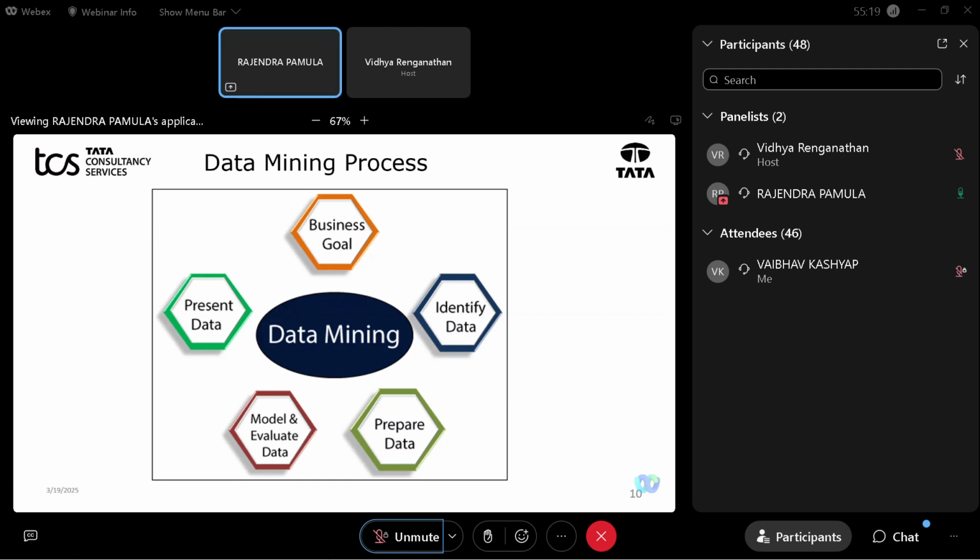So what we see here is, what is the order? Can you type, anyone? Which color is the first one? Second one is which color? Third one, fourth one, and fifth. There are 5 colors which we have. What is the order of the data mining process?